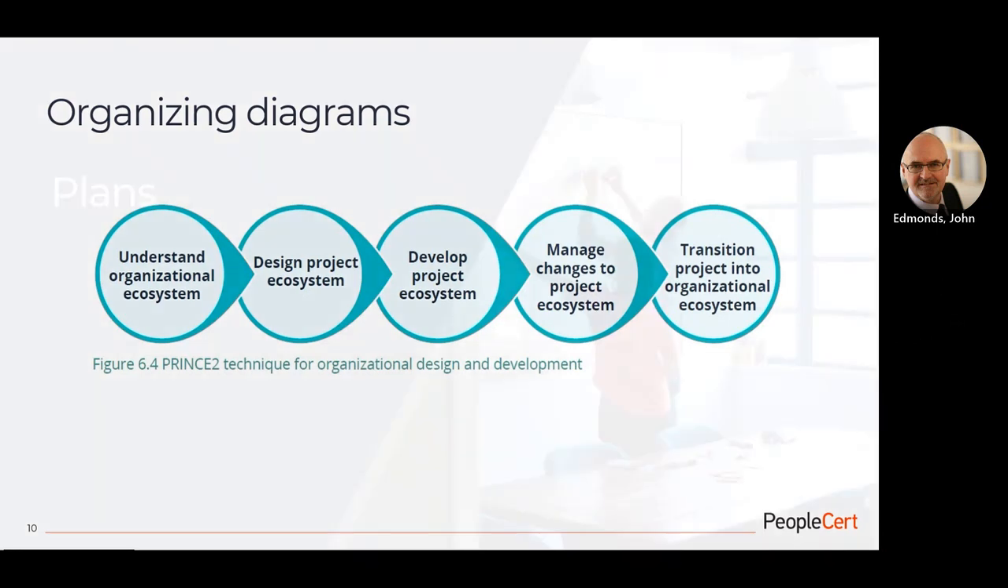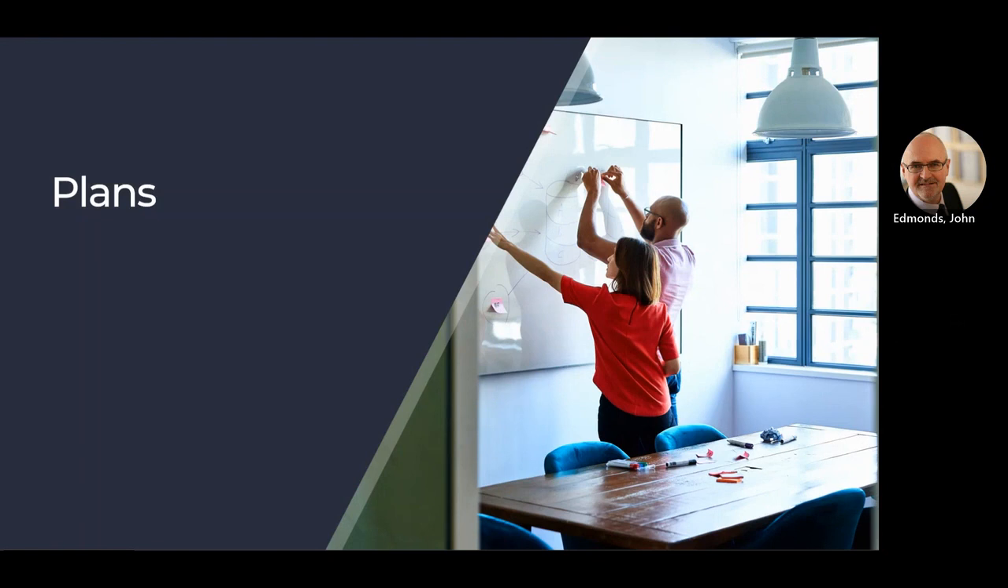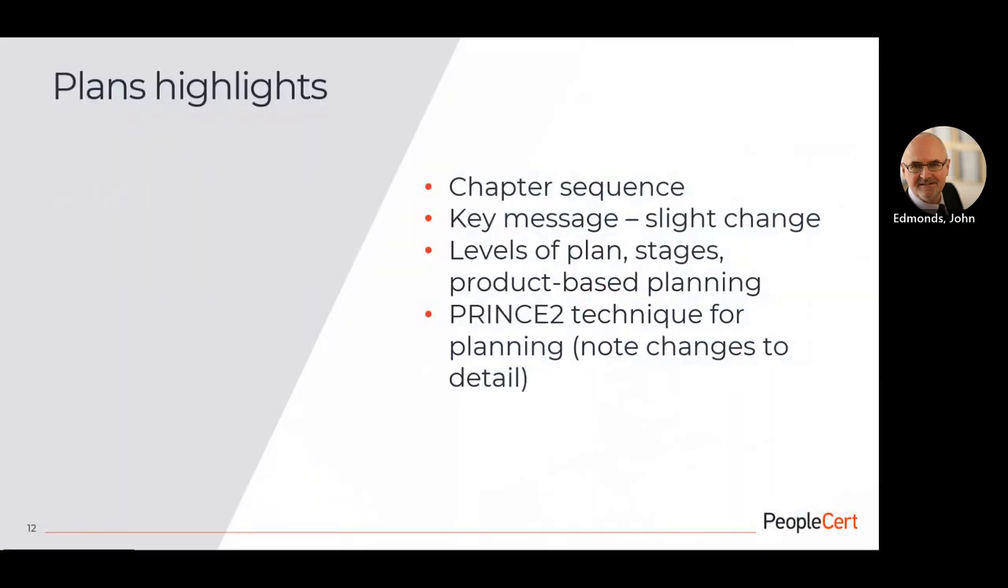That's chapter 6. Chapter 7, we move on to plans. Now, the plans and quality chapters have swapped position. So we look at the plans chapter before we look at quality. So the sequencing has been changed there. It again was felt from feedback and research that there was a more logical way into it by looking at plans first and then understanding quality.